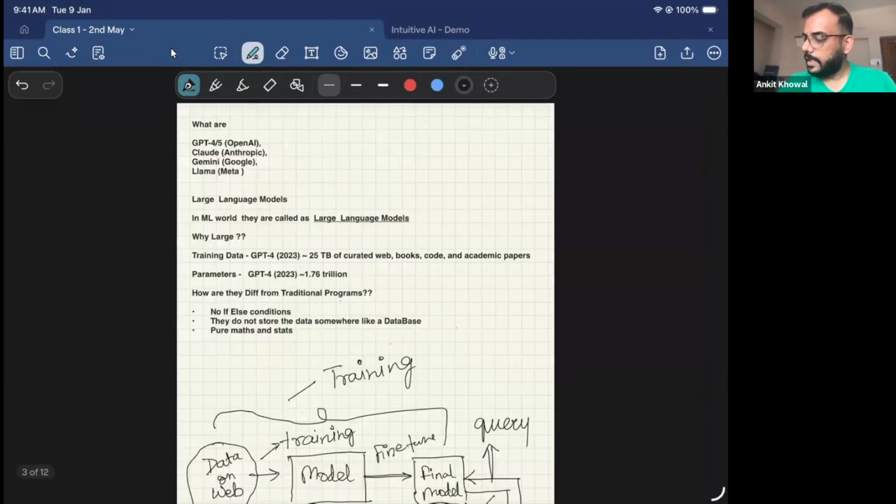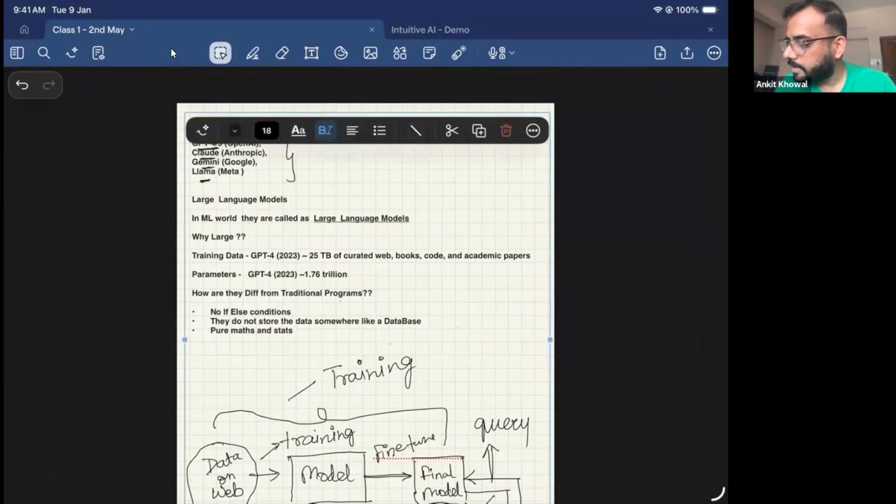Basically, we will start with a term we always hear: GPT-4, GPT-5, or we might have heard about Claude a lot. It's getting very famous these days. Gemini from Google, and Llama from Meta. So what are these things? They are all called large language models. In the ML world, they are called large language models.